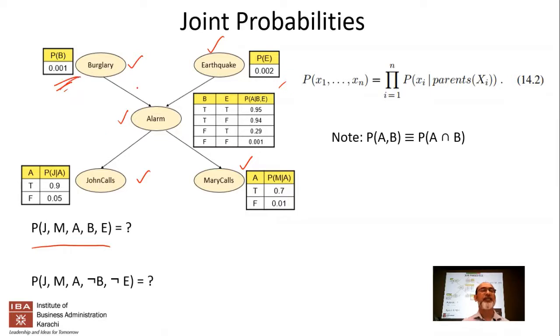Given that burglary is 0.001, we've already found out what's the joint probability of just these two happening, right? So what is the joint probability of both B and E happening?